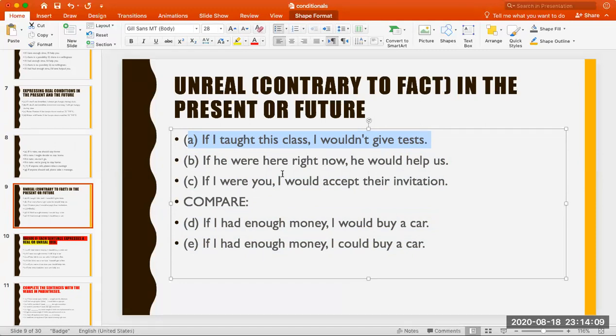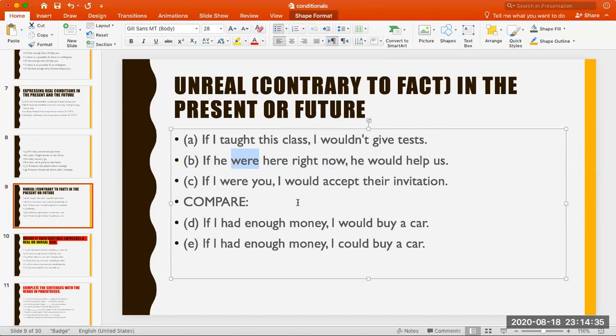If he were right here now, look at now. Don't say, oh, why are you using now with were or was? We use now because the meaning is in the present. And we use past to express that it's impossible. He would help you. And if I were you, can I be you? It's almost impossible, physically impossible.